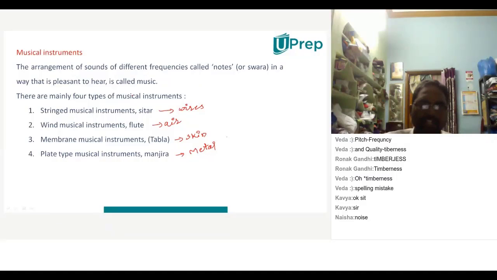So in this way, how many types of musical instruments are there generally? Four types, and they are nothing but stringed musical instruments, wind musical instruments, membrane musical instruments, and plate type musical instruments. Let us learn one by one about them.